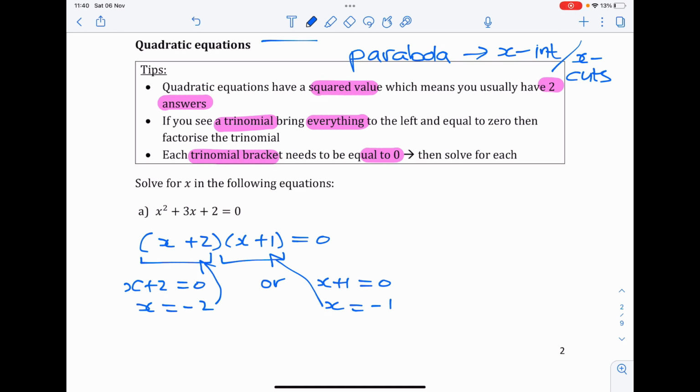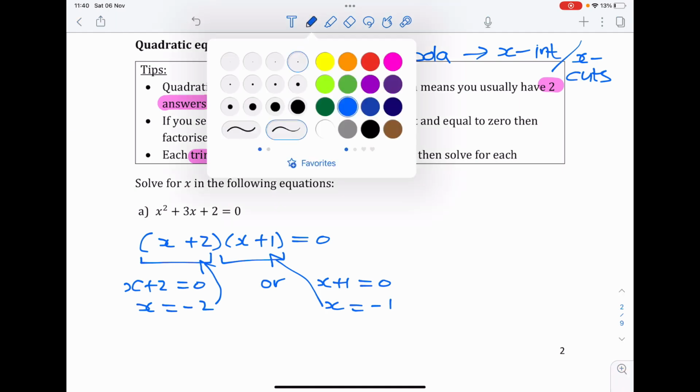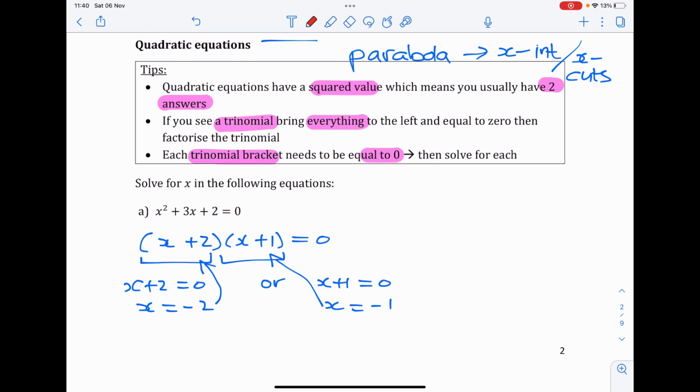Okay, so if you had to check yourself, let's do a check for x = -2. I'm going to put it in my original question: (-2) squared plus 3 times (-2) plus 2. And we're expecting the answer to be equal to 0 in order for it to work. So that is 4 minus 6 plus 2. 4 minus 6 is -2, plus 2 is 0. So therefore we know that we've done the correct thing.